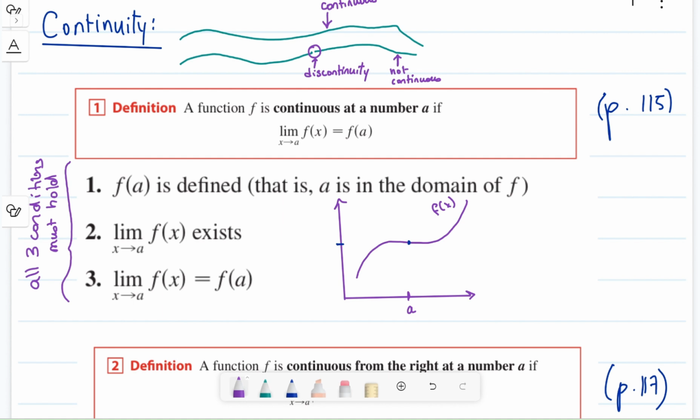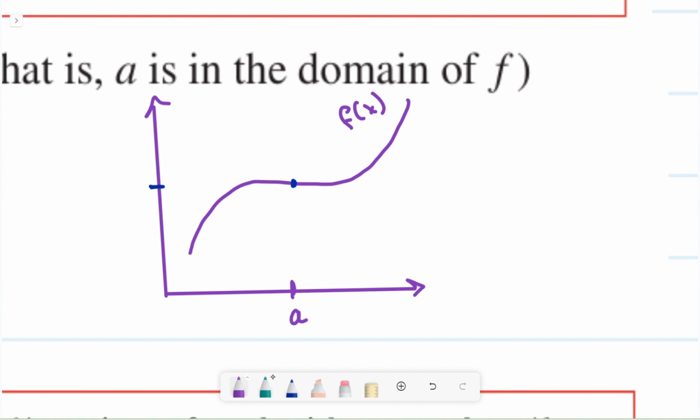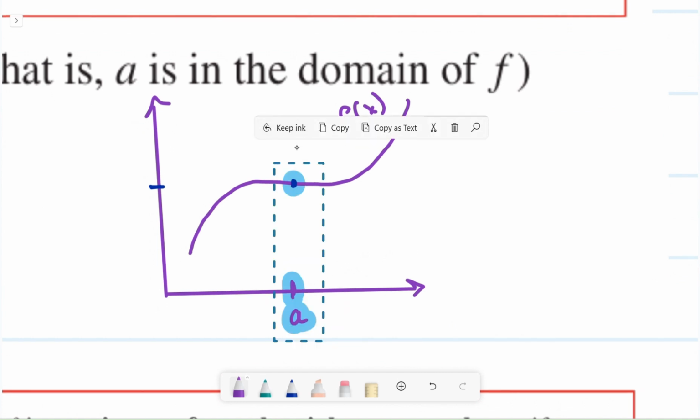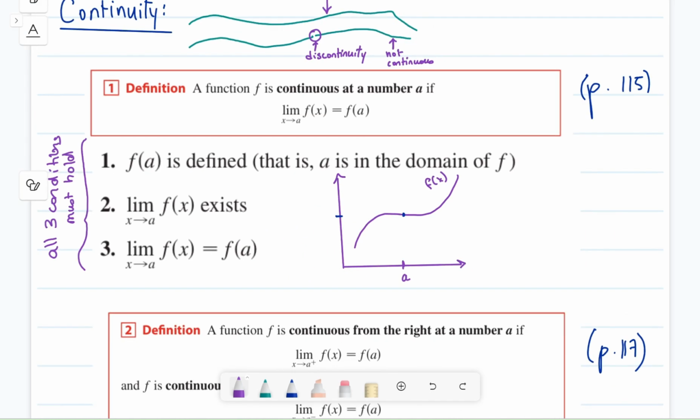Let's see what the first one says. f of a is defined. Let's look at this graph right here. We see that this is a, and this up here is f of a, this point in blue, and it is indeed defined. Now, let's look at the second condition.